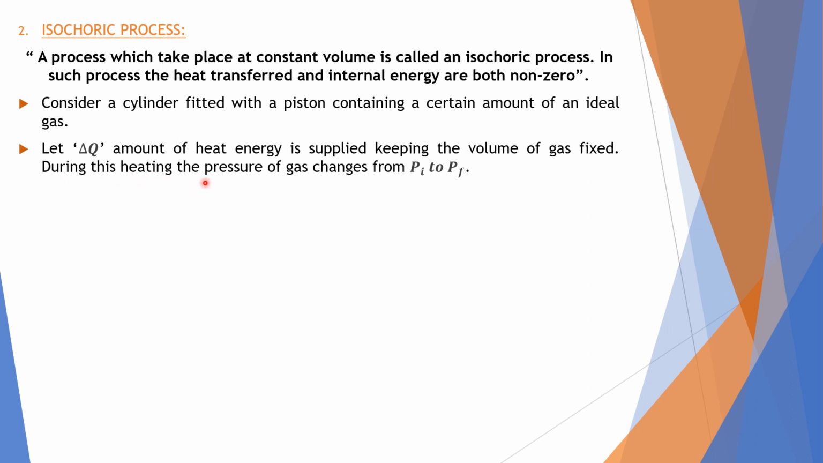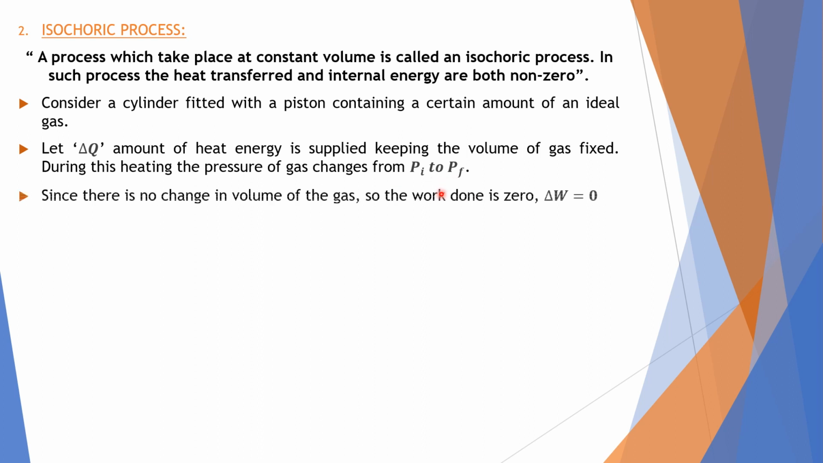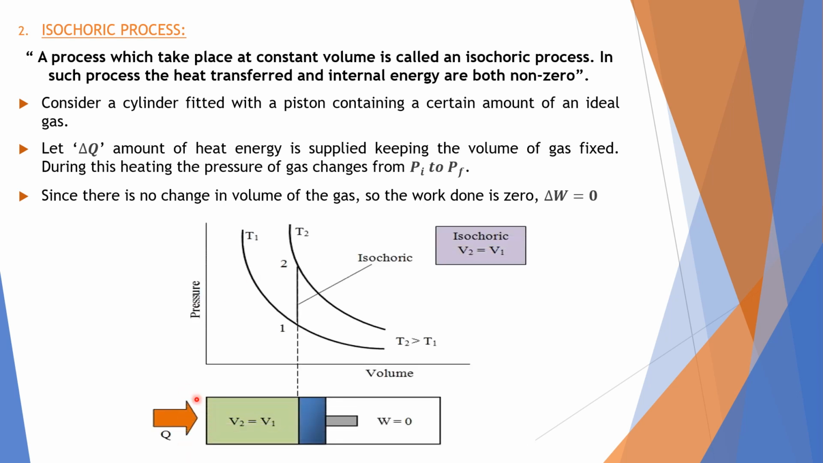During this heating, the pressure of the gas increases or changes from Pi to Pf, let's suppose. And since there is no change in volume, work done is zero. As we know, work done is equal to P delta V. So if the volume of the gas is constant, delta V is 0 and delta W is 0. So here we have a cylinder whose initial volume and final volume both are equal, and we supply delta Q amount of heat energy to this system, and for an isochoric process, work done is 0.